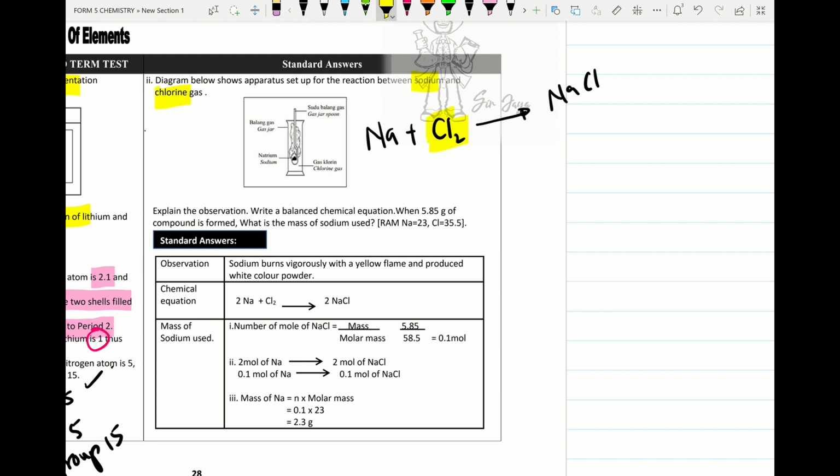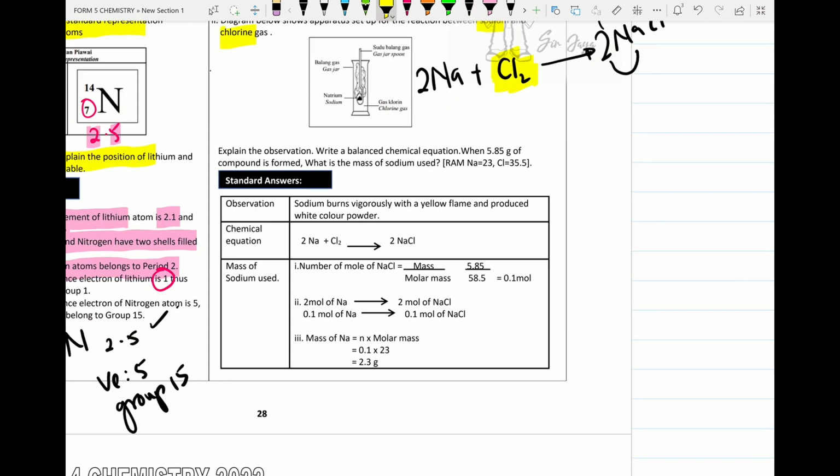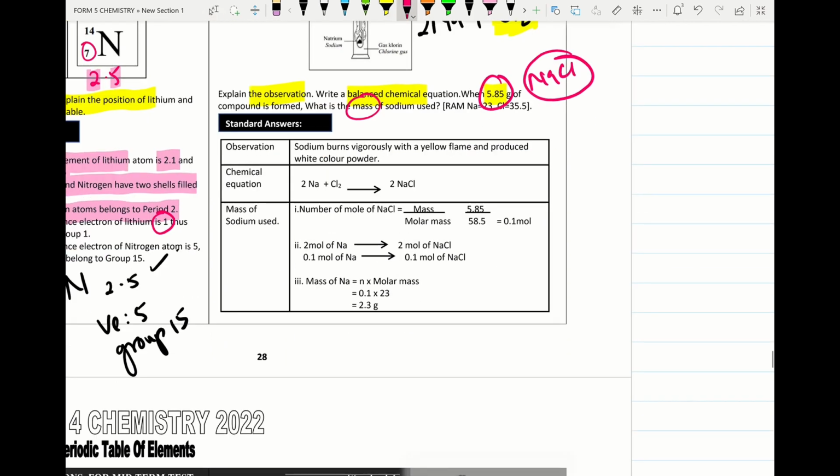How to balance the equation? We check the sodium chloride 2. So I put 2 here, chlorine 2, sodium 2, sodium 2. Questions. So explain the observation and write the balanced chemical equation and the mass of compound formed. So this is the mass of sodium chloride formed. All right, it's given 5.85. What is the mass of sodium? So first I try to do the table.